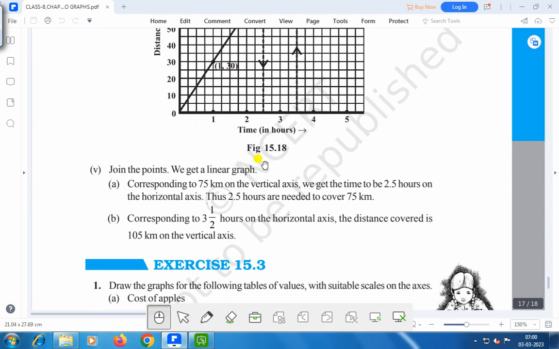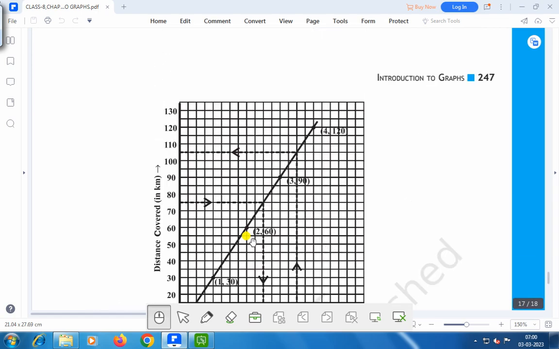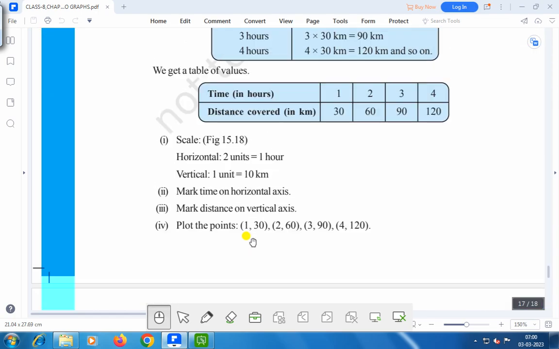Corresponding to 3.5 hours on the horizontal axis, the distance covered is 105 km on the vertical axis. In this way you can read various graphs.